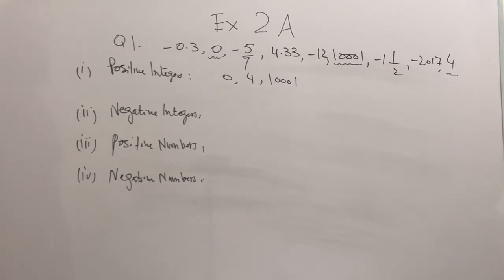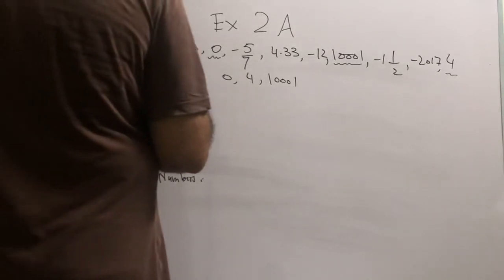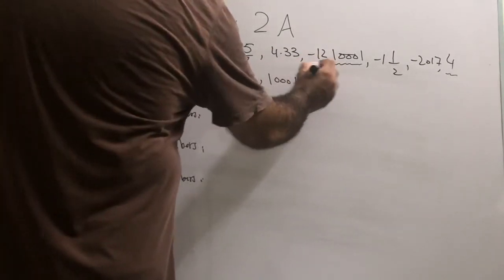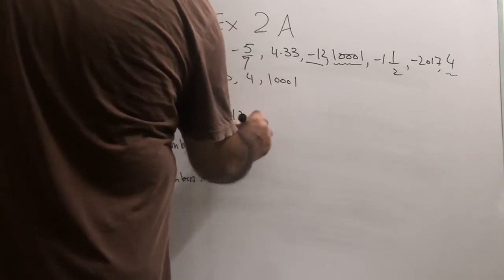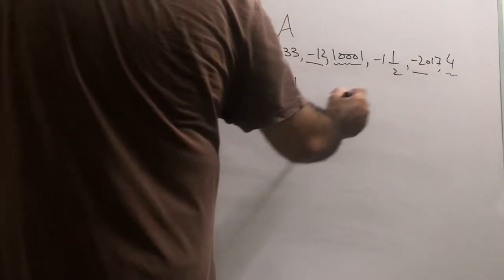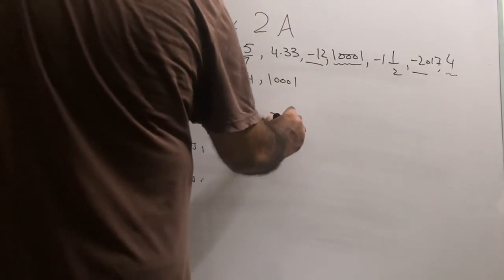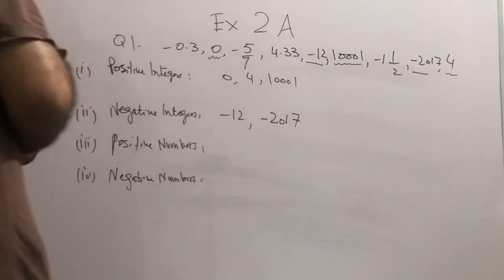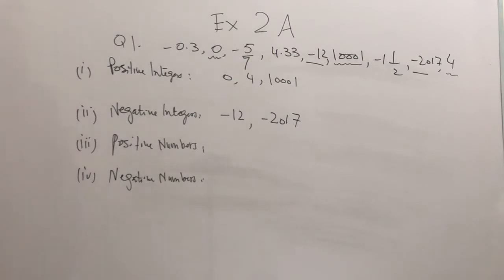When we talk about negative integers, we have minus 12, we have minus 2017. That's all. These two are negative integers.